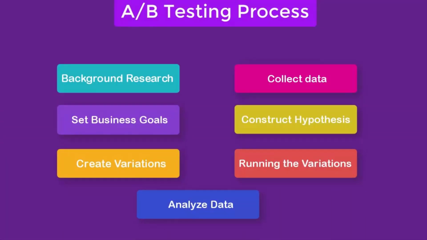A/B testing comprises a set of processes that one must follow sequentially in order to arrive at a realistic conclusion. The A/B testing process is the process you can use to run tests on any web page. Background research plays a critical role in A/B testing.